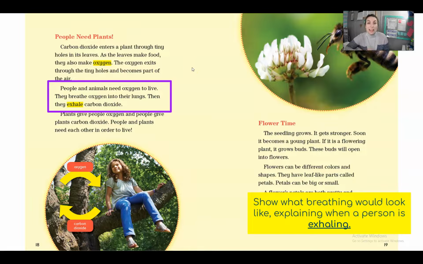The next one is showing an example with your body. Whenever you can get kids involved with emotion or some sort of thing that they're doing with their body, then it helps them to be engaged more. So for the word exhale, I have them show what breathing would look like, explaining when a person is exhaling. So they're showing what exhale looks like and the process of what that is doing.